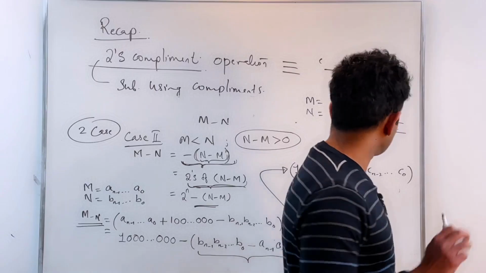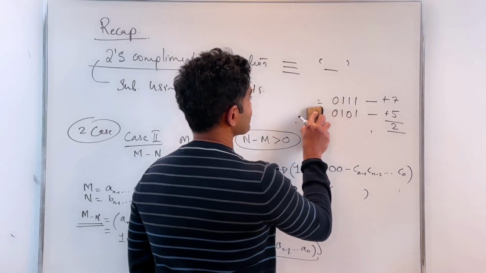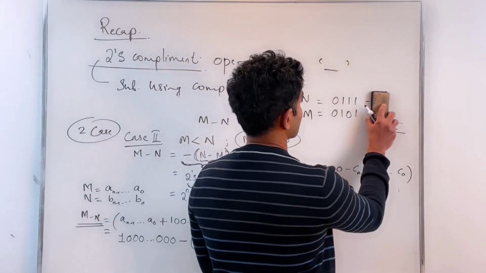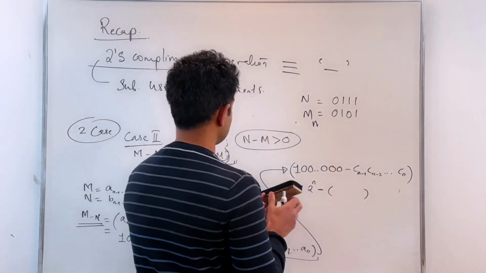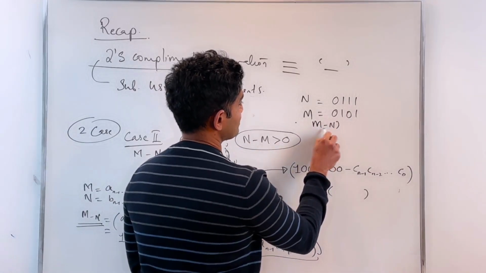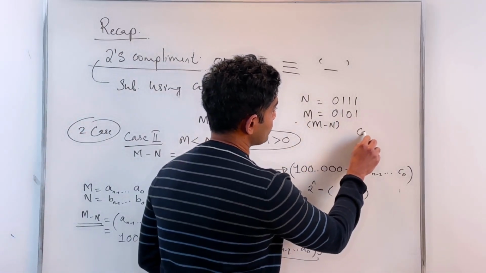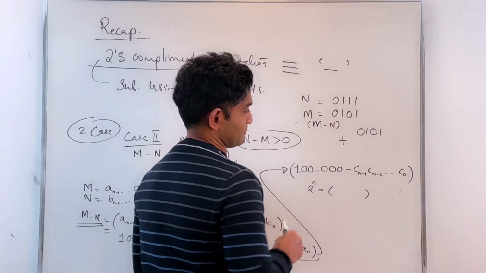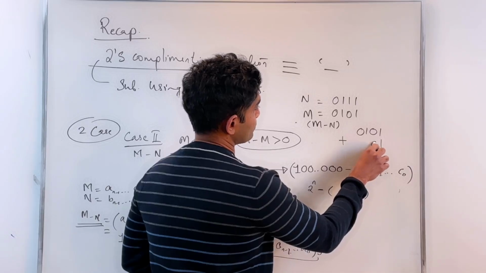In other words, I'm expressing in my answer the n minus of n minus m automatically in its 2's complement equivalence. Just to give you an example, let's take the same example again. This time, let me call this n and this m. I want to do m minus n. So I take m, which is 0, 1, 0, 1, and add to that the 2's complement of n, which is 1, 0, 0, 1.